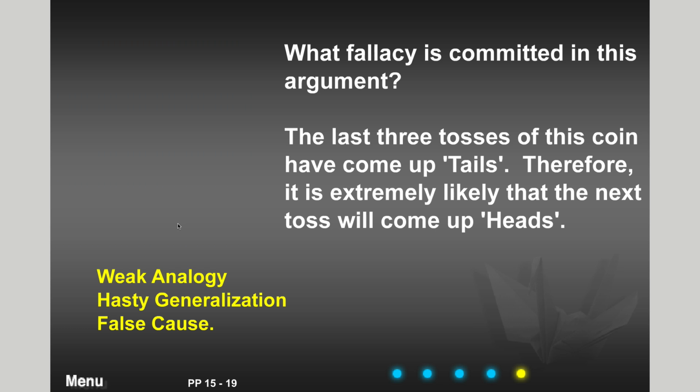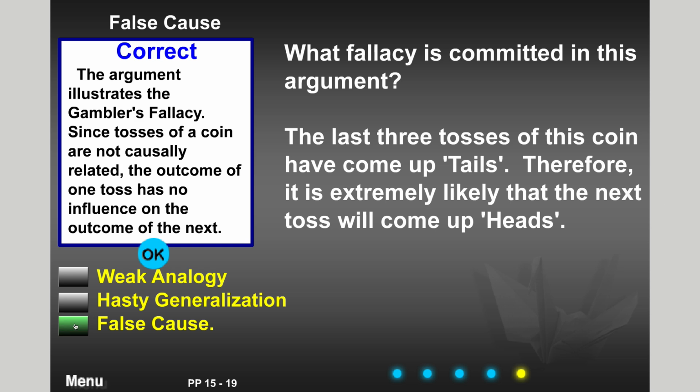The last 3 tosses of this coin have come up tails. Therefore, it's extremely likely that the next toss will come up heads. We went over this already. Okay? This is a false cause, right? And this is the bettor's fallacy, the gambler's fallacy, right? Each toss of the coin has a 1 in 2 chance of landing tails or heads, and just because of the previous ones, the odds are the same in the next one. Okay? So it's a false cause. All right? And this is the gambler's fallacy. They're not causally related from one toss of the coin to the next.